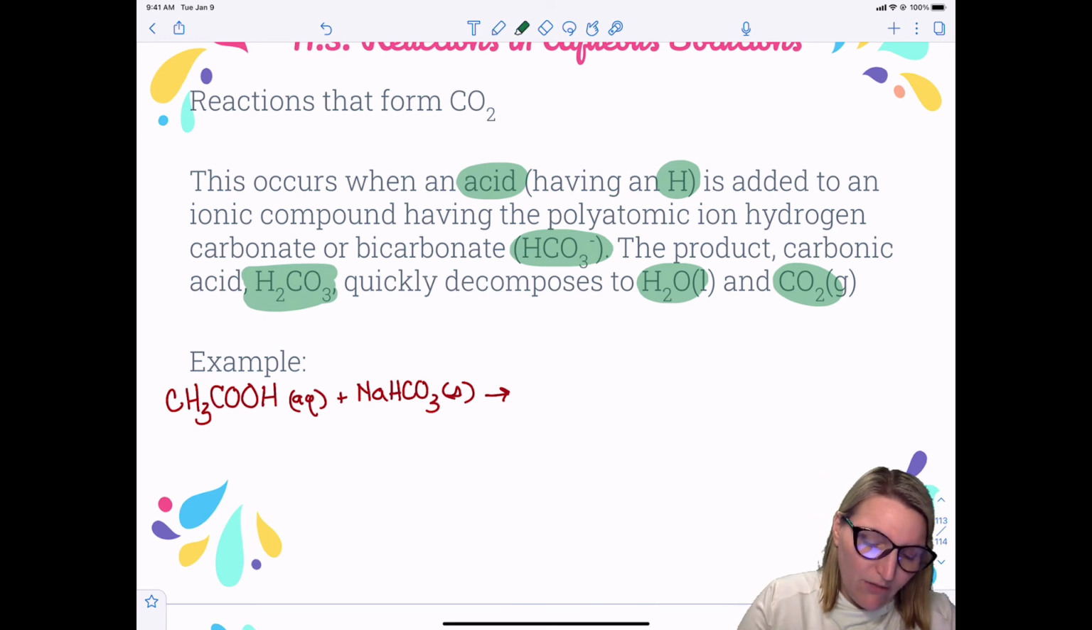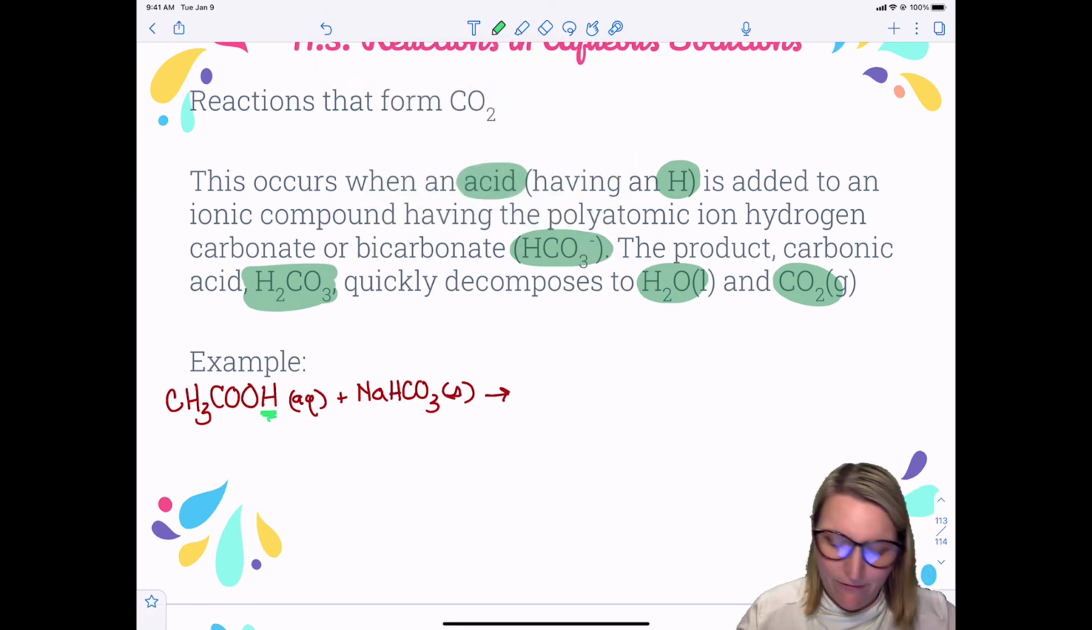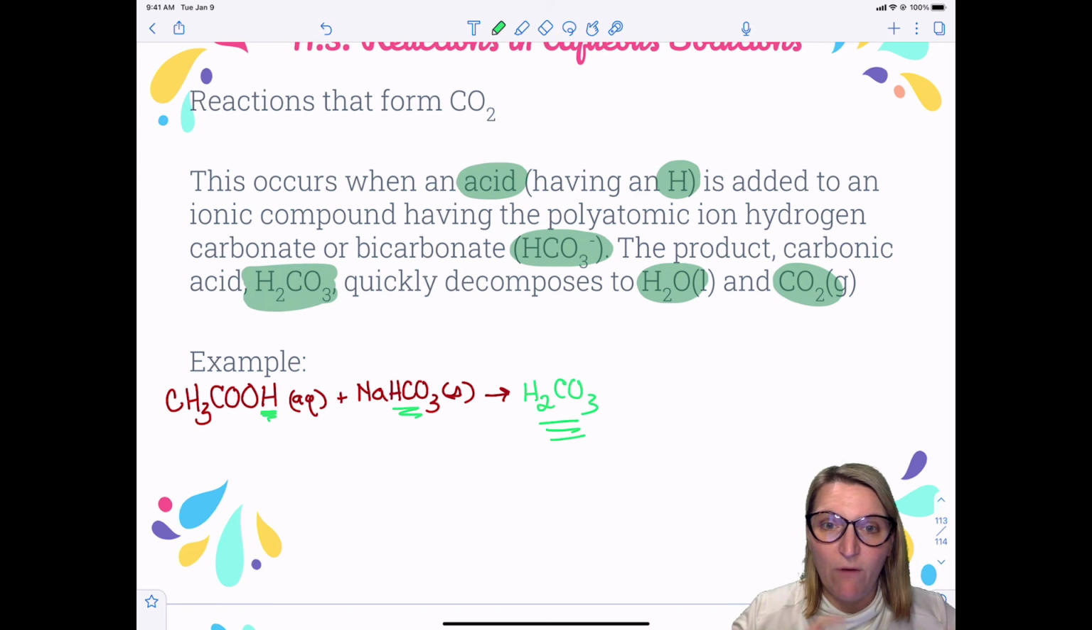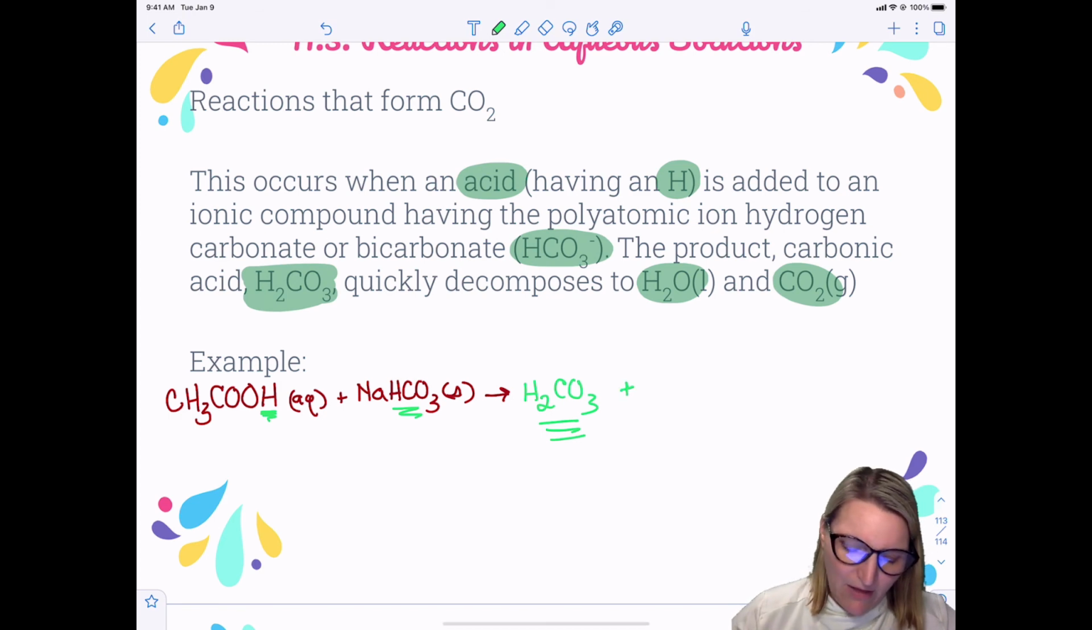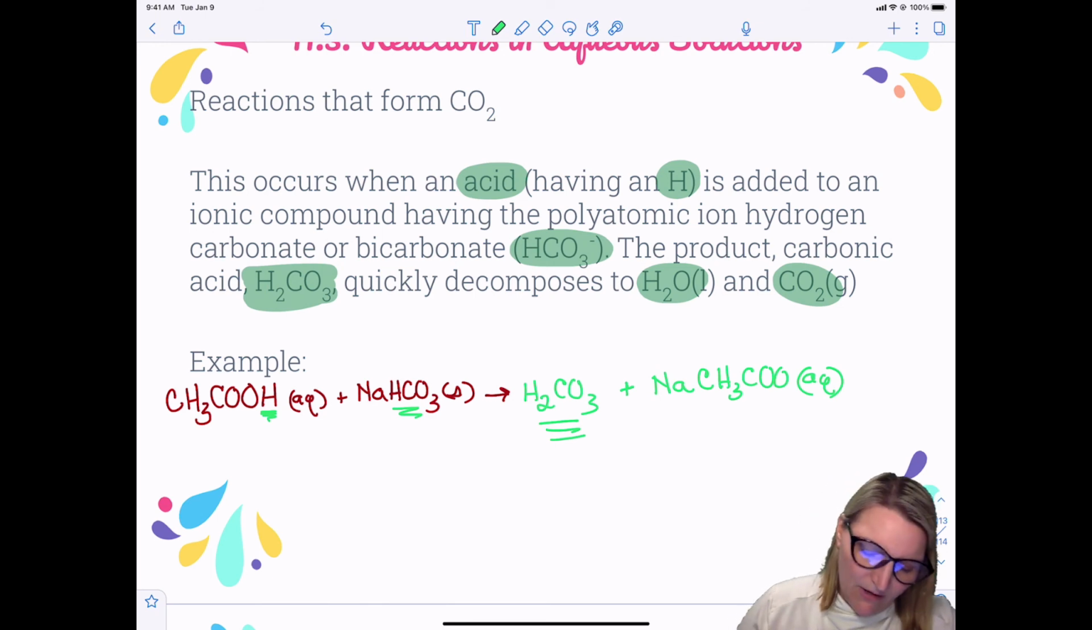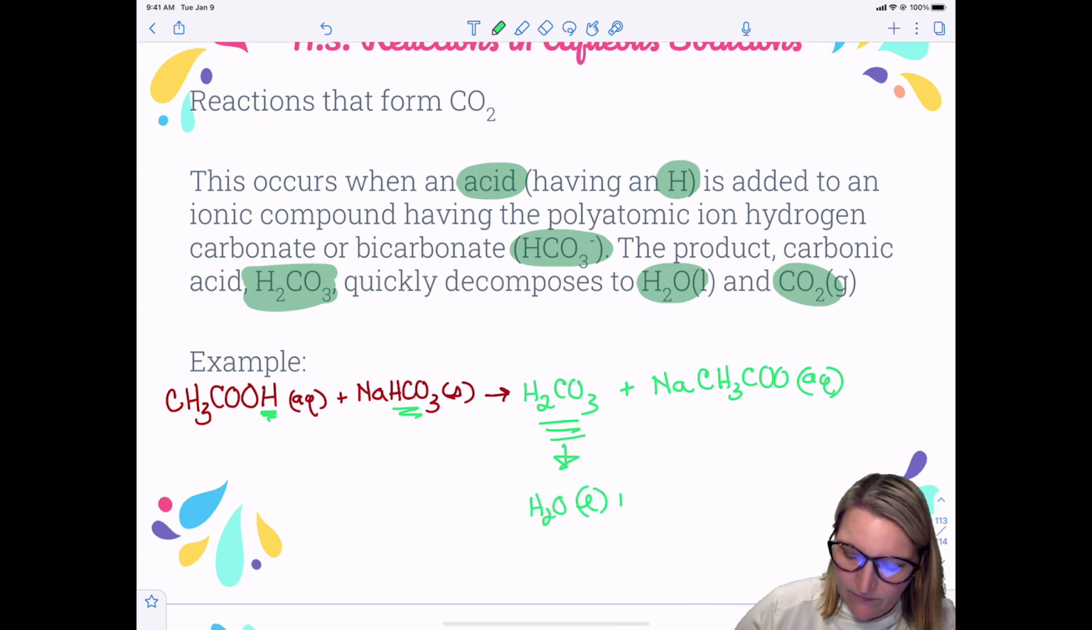So we're going to do the same thing that we always do here, right? Positive of one, which is going to be the hydrogen, weird, and negative of the other. That's going to be our H2CO3. This is the one that we said you have to keep an eye out for because that's going to decompose. And the other product is sodium acetate. That's aqueous, and that's where my spectator ions are going to be. And then this guy immediately decomposes into H2O liquid and CO2 gas.